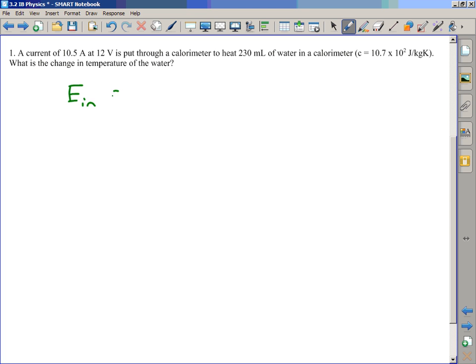Energy in equals delta Q of water plus the delta Q of the calorimeter. Does that make sense? I put X amount of energy in, specifically electrical energy, right? I put X amount of electrical energy in, and all of that energy goes into two places. It heats up the water, and it heats up the calorimeter.